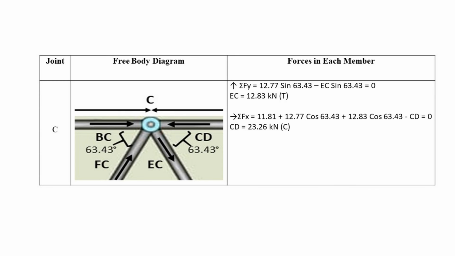The total force that acts on the x-axis is equal to 11.81 plus 12.77 cos 63.43 plus 12.83 cos 63.43 minus CD equals 0. 11.81 is obtained from our previous calculation, which is the value of BC. 12.77 is the value of FC, and 12.83 is the value of EC, and we can figure out the value of CD, which is 23.26, and it is in compression.